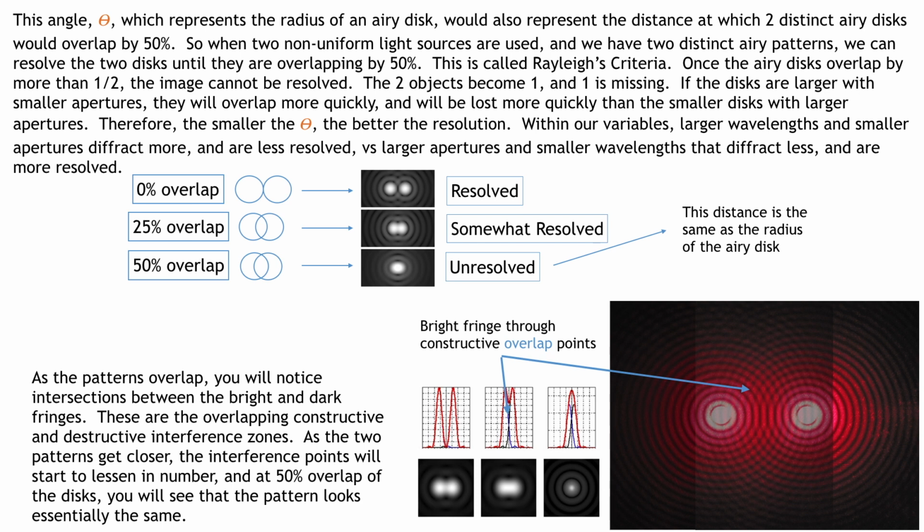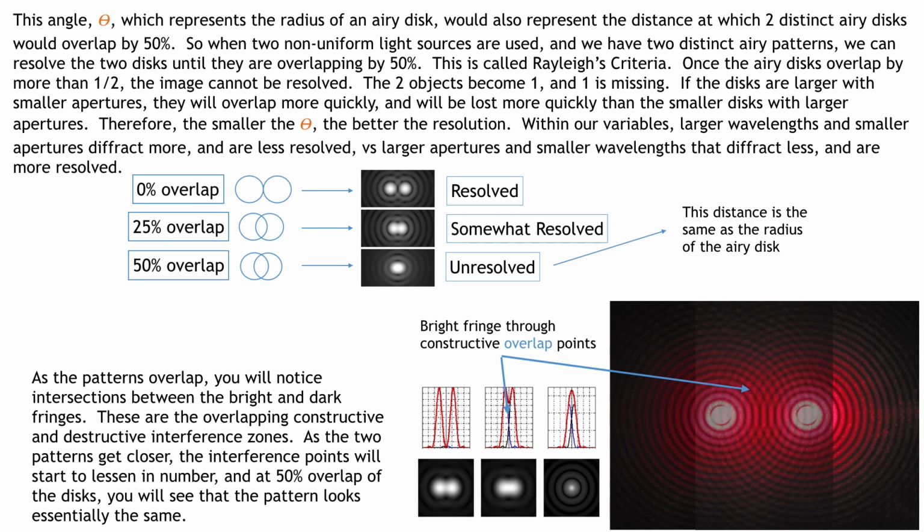This angle theta, which represents the radius of an Airy disk, would also represent the distance at which two distinct Airy disks would overlap by 50%. So again, if we just put two different light sources and shot them through circular apertures, we can approximate these two until a certain point. So when the two non-uniform light sources are used and we have two distinct Airy patterns, we can resolve the two disks until they are overlapping by 50%. And this is called Rayleigh's Criteria.